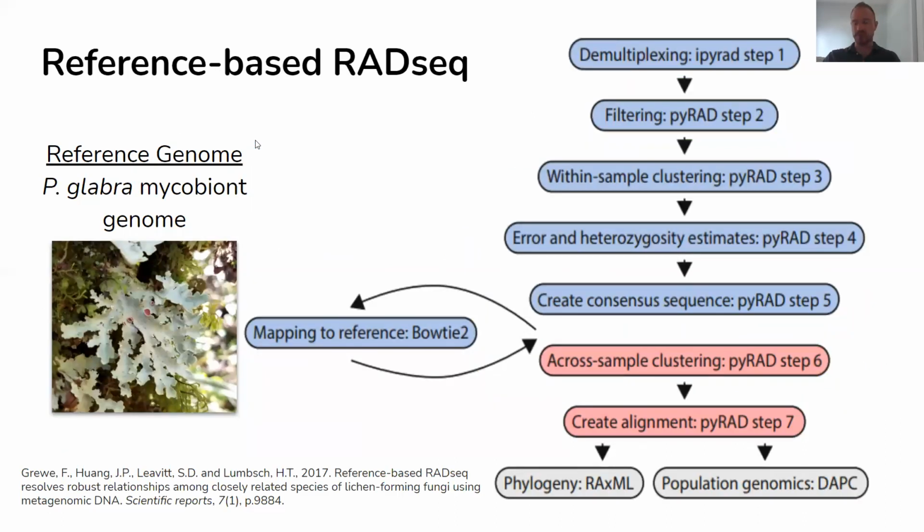And since we were working with metagenomes, our RAD loci were actually a mix of fungal, algal, bacterial, whatever was in that lichen when we extracted the DNA. So we had to do a mapping step, and we actually have a mycobiont genome of glabra that we mapped the reads to. And so about 20 to 25% of the reads would be fungal RAD loci, and we would only use those, bring those back in to generate our data sets in PyRAD.